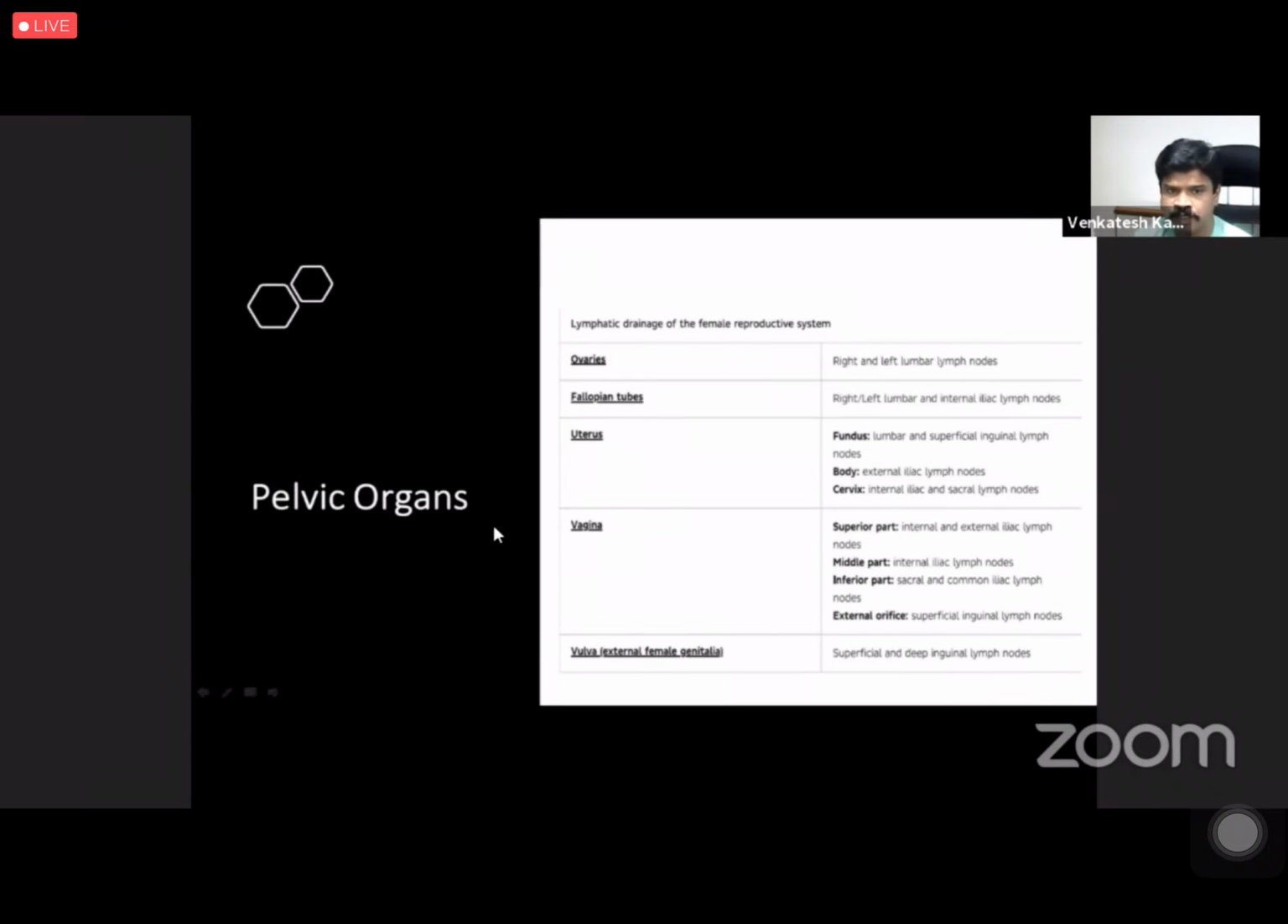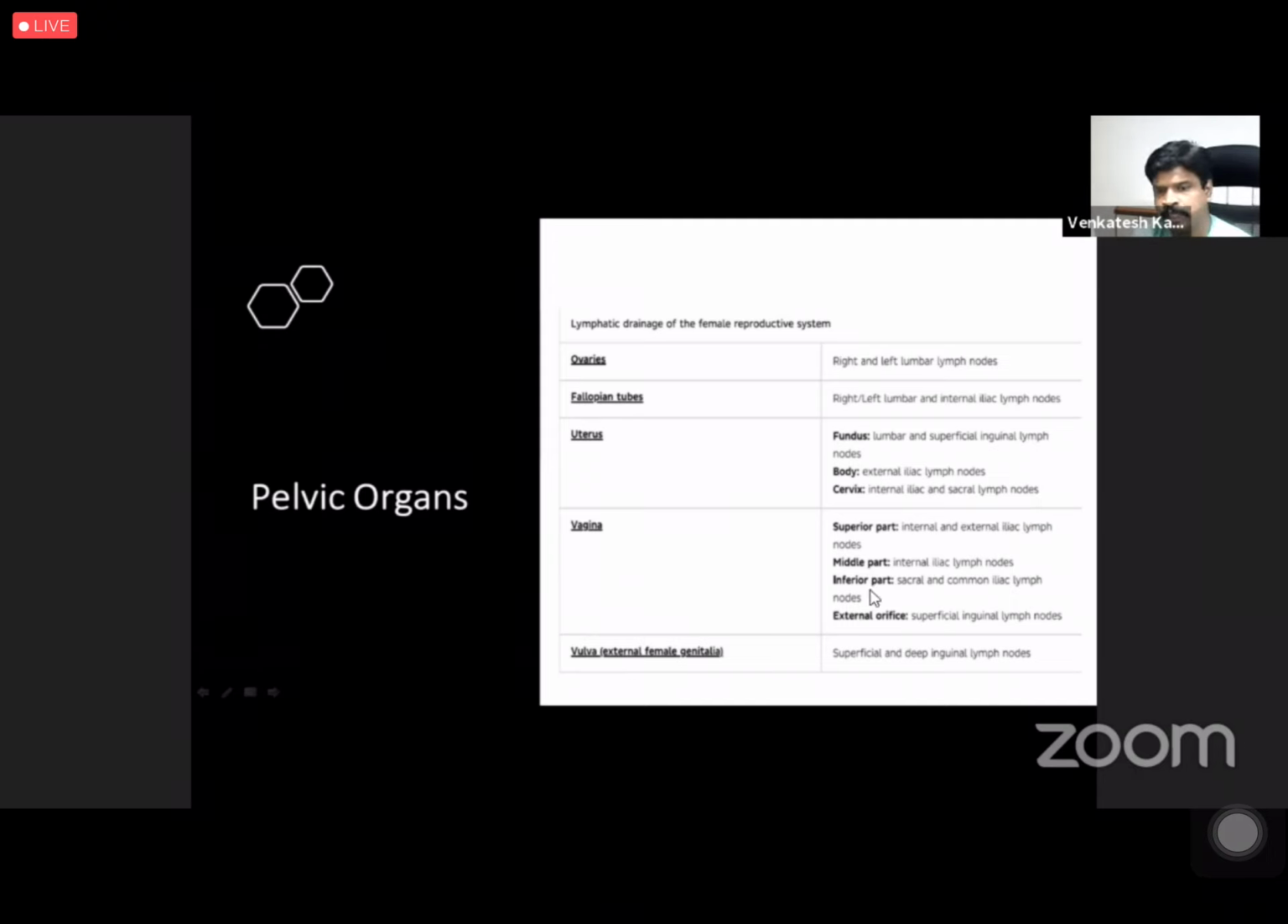So coming to the pelvic organs, the lymphatic drainage of the female reproductive system: we know that the ovaries drain into the right and left lumbar lymph nodes, and similarly, the fallopian tubes can drain into lumbar, or it can drain into the internal iliac lymph nodes. The uterus is divided into three categories: fundus, body, and the cervix. The fundus drains into the lumbar and superficial inguinal group of lymph nodes. The body drains into the external iliac, and the cervix drains into the internal iliac and the sacral group of lymph nodes.